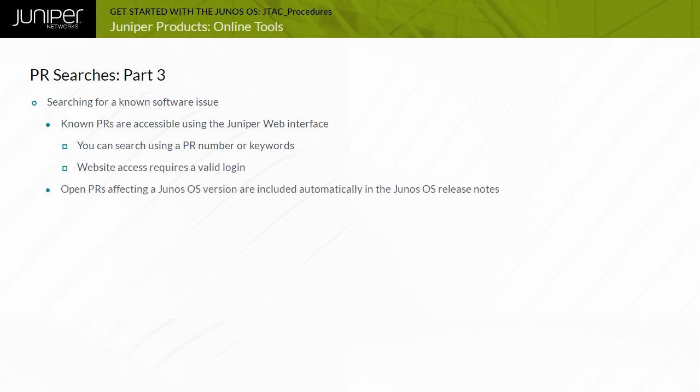The list of open PRs affecting a given Junos release is added automatically to the version's release notes, which are constantly updated as new problems are discovered and known problems are fixed. It is best practice before a software rollout to carefully examine the Open Issues section in the release notes. You might avoid known problems or reduce their impact before they affect you.